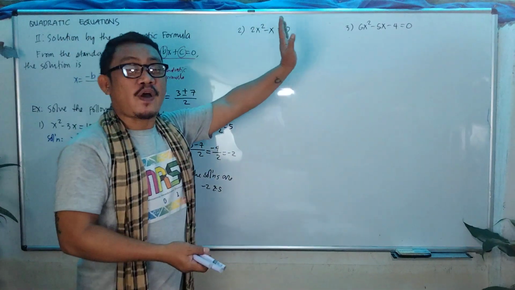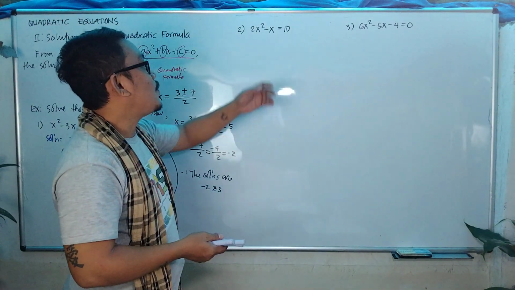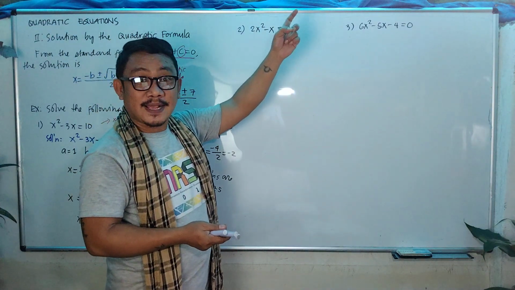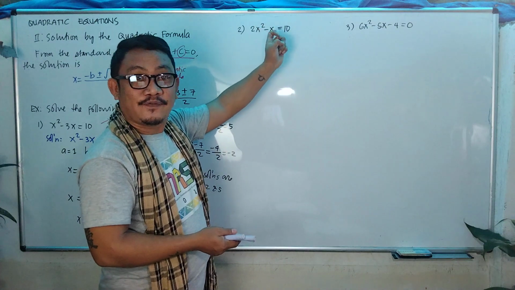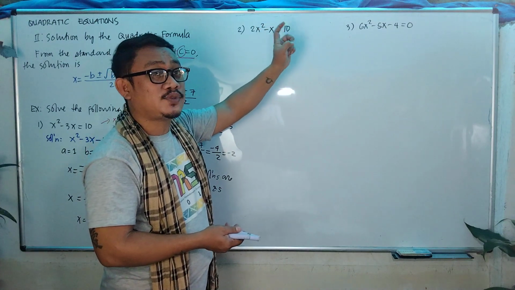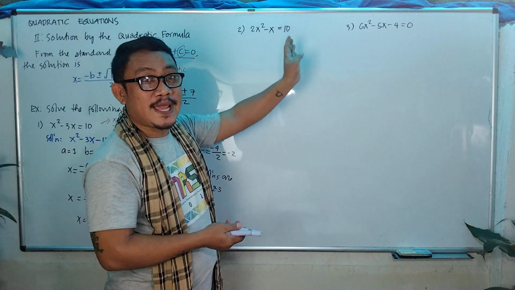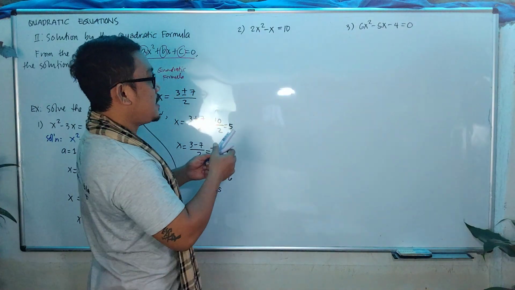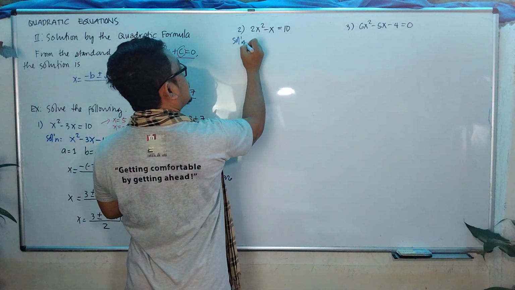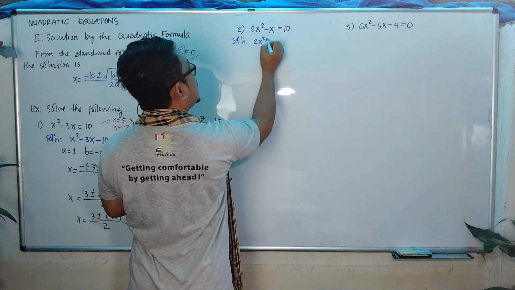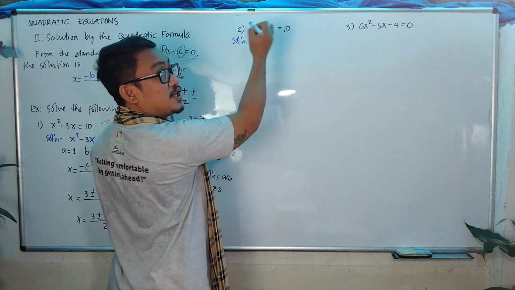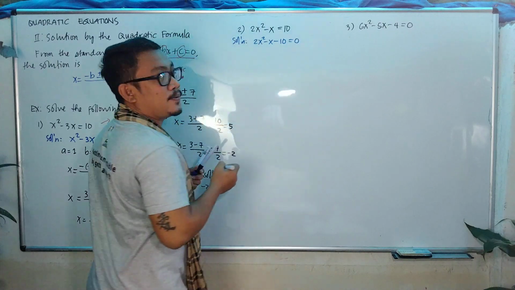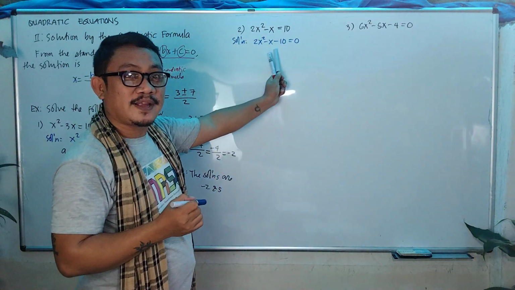Okay. Now, let's move on to example number 2. You are given 2x squared minus x is equal to 10. Then again, this is not in standard form. So, we must rewrite it to standard form, wherein the right side of the equation would be equal to 0. So, this is it. You have 2x squared minus x. Then 10 will be transposed to the left side of the equation. Minus 10 is equal to 0. Okay? So, it is now in its standard form.